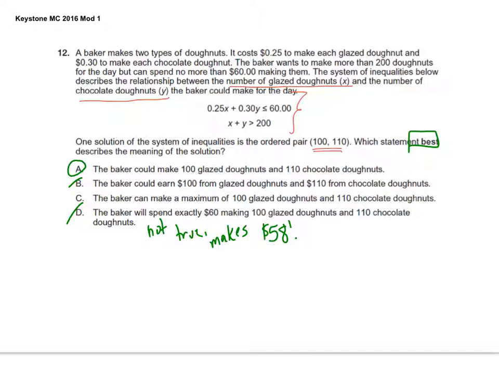So just going through and looking at these solutions, I eliminated B and D right away, because in B and D we're talking about $100 from glazed donuts. It wasn't about the dollars. This 100 is the number of glazed donuts. Okay, D got eliminated because whenever I went through and realized that I was talking about 100 glazed donuts and 100 chocolate donuts, whenever I plugged these back into the inequality, I didn't make exactly $60. It only made $58. So the best answer was option A.